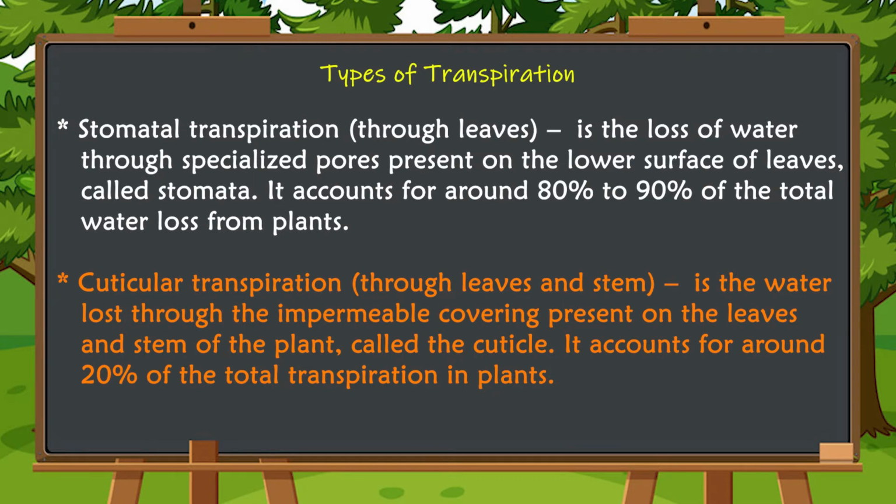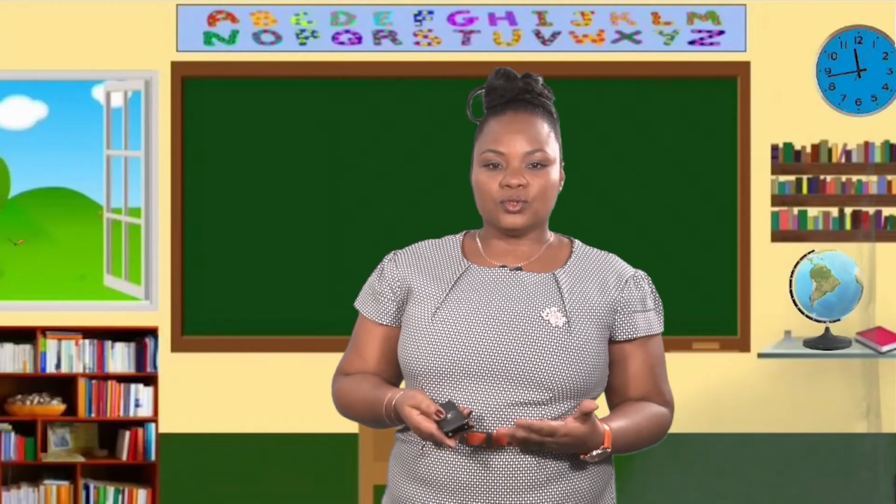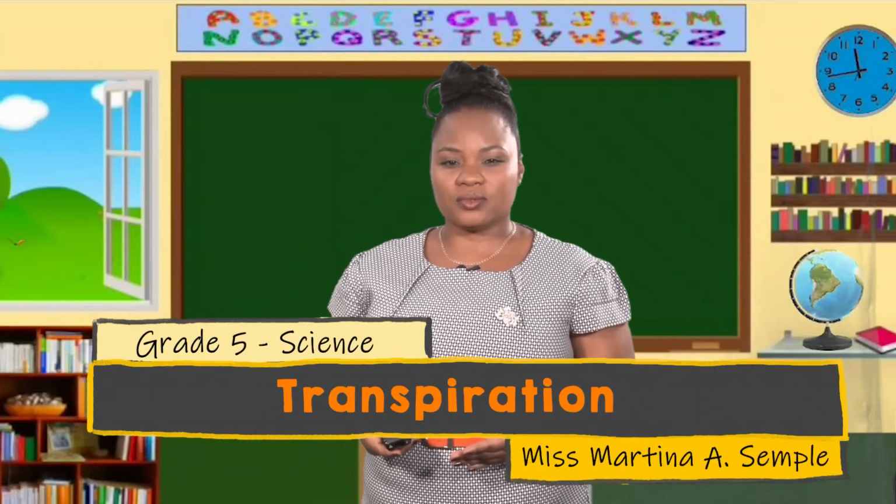Cuticular transpiration, through leaves and stem: the water loss through the impermeable covering present on the leaves and stem of the plant called the cuticle. It accounts for around 20% of the total transpiration in plants. Lenticular transpiration, that means through bark: the loss of water through the tiny openings present on the woody bark of the plant called lenticels. It accounts for around 0.1% of the total transpiration in plants. Those are types of transpiration and examples.